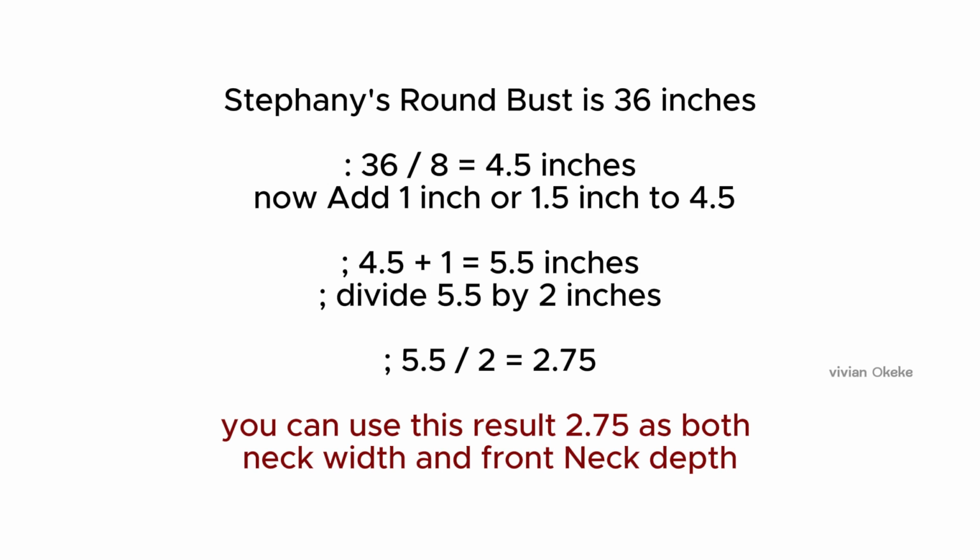You can see that 2.75 is closer, right? We're still working in the same vicinity, so you can decide to mark that as the neck width and the neck depth. You can mark 2.75 here from like the neck width. You can mark it from this point to here, that's the neck depth. Okay, you can use that particular measurement.